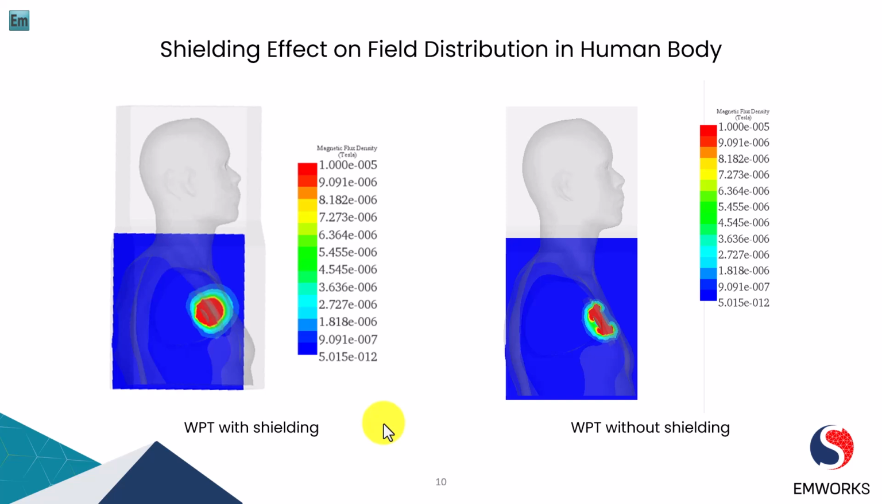However, it is important to note that the use of shielding material may result in higher eddy losses, especially at higher frequencies. Therefore, the design of a wireless power transfer system for implantable medical devices must strike a balance between field concentration and eddy losses.